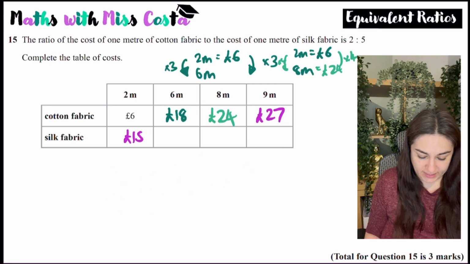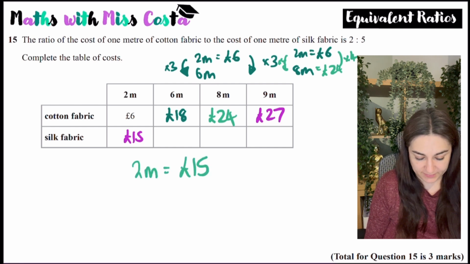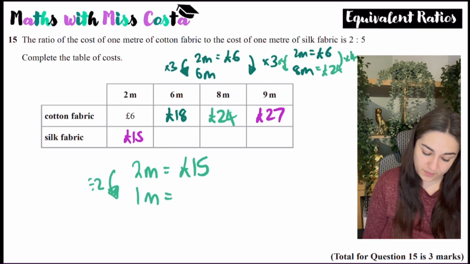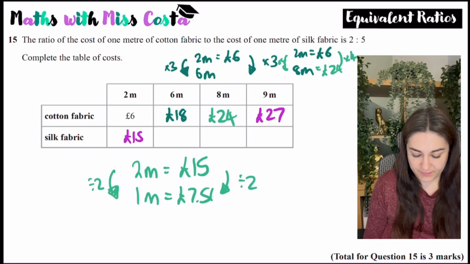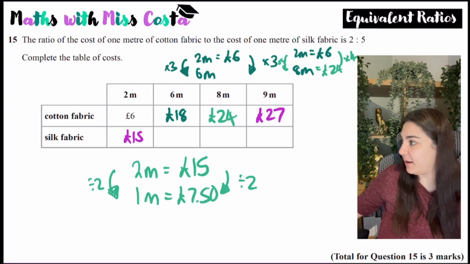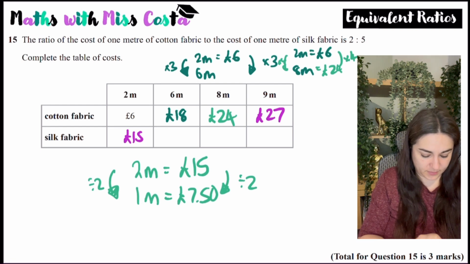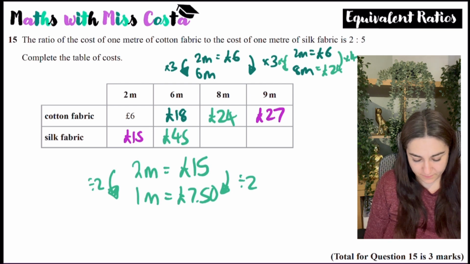Similarly, over here now, we know that 2 meters of silk is £15. So I could work out what 1 metre is. 1 metre, I would half this, divide it by 2. 15 divided by 2 would be £7.50. So I can just do £7.50 times by 6 to work out what it would be for that. So 6 times £7.50 is 45.